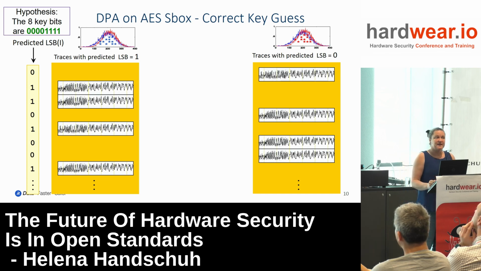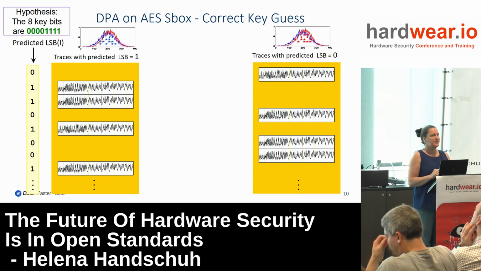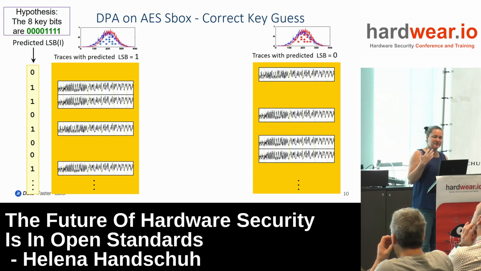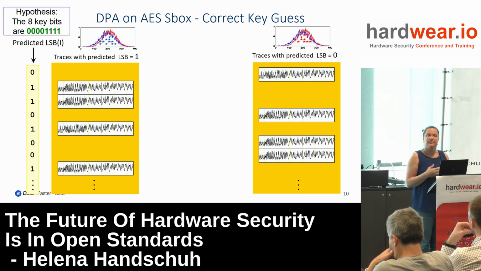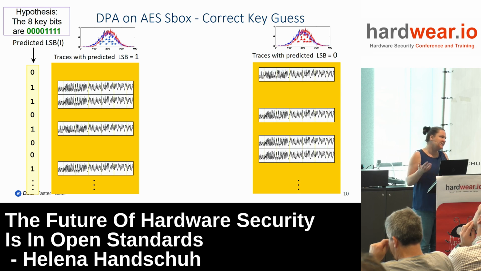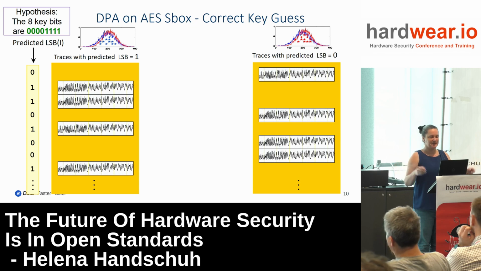The principle is that you try to guess what the first byte of that key might be. Then you do some statistical analysis on the power traces that you're collecting to figure out which one is the right guess and which ones are wrong. 1 out of 256 will be correct, and the other 255 will be wrong. So how do you tell the difference?